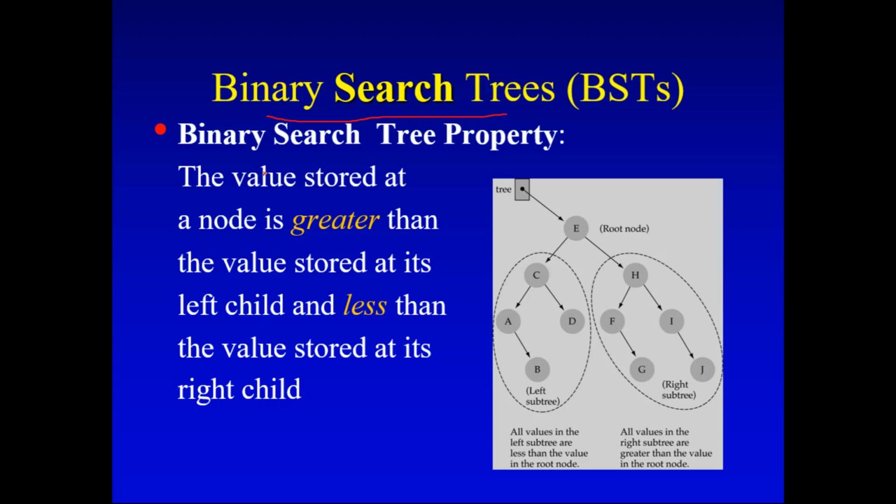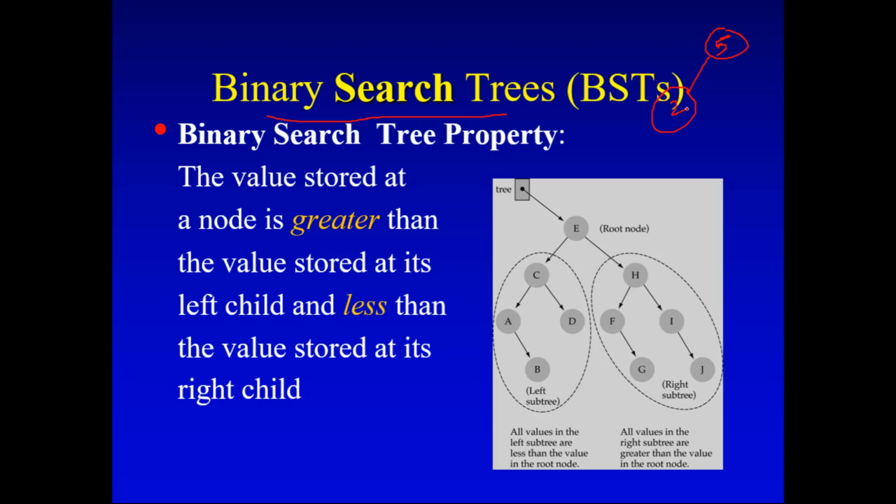Other than that, it has two important properties. One is that the left subtree of a given node will always have lesser values than that particular node. We will call it the key value. Let us say that this particular node has a key value of 5. If you take the left subtree of this particular node, for all these nodes the key value will be lesser than this.